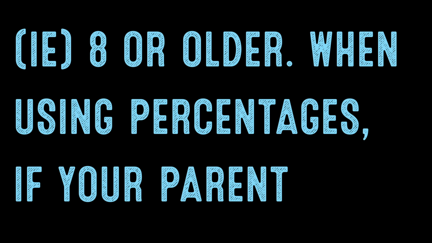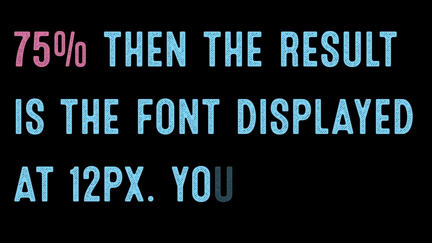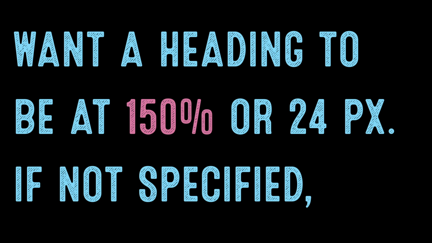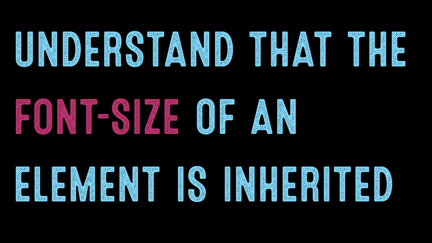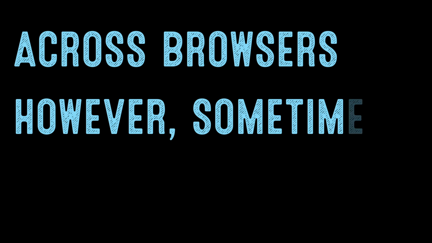When using percentages, if your parent element is set to 16 pixels and the child element is set to 75%, then the result is the font displayed at 12 pixels. You may want a heading to be at 150% or 24 pixels. If not specified, understand that the font size of an element is inherited from the parent element starting from the root element. The standard font size is set to 16 pixels across browsers.